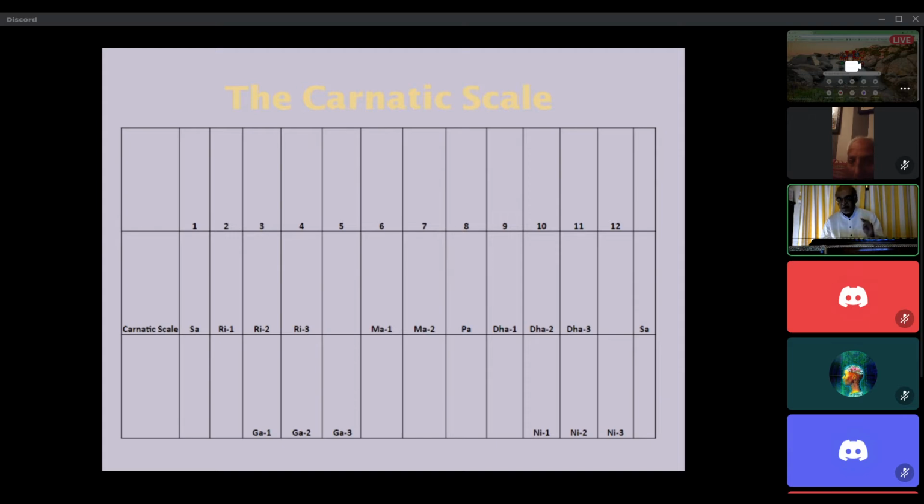So we have Sa, we have Re1, Re2, Re3, overlapping R2 and R3, Re1 and Re3 is G1 and G2. Then you have standalone G3. Then you have M1 and M2, Madhyama, Ma1 and Ma2. You have Pa. Then you have Dha1, Dha2 and Dha3. Overlapping that you have Ni1, Ni2, and Ni3 and the Sa. This is the Carnatic scale.